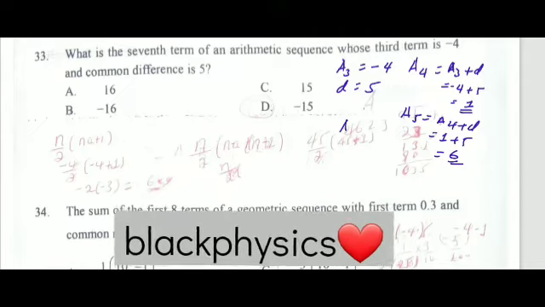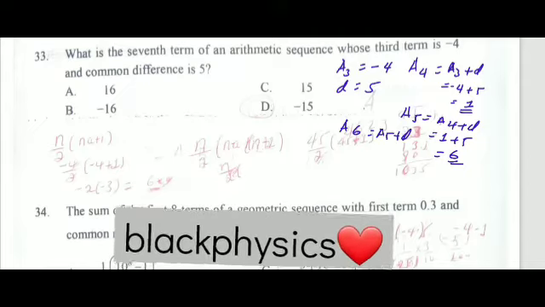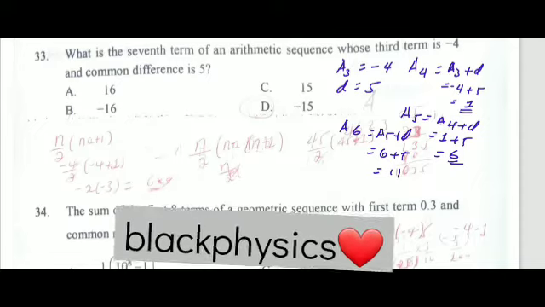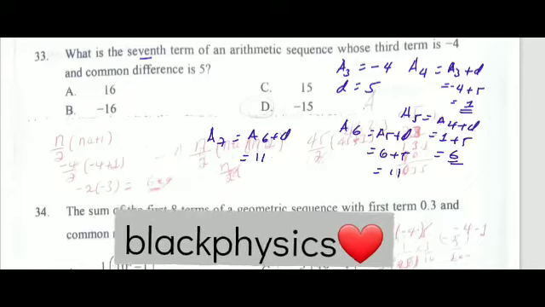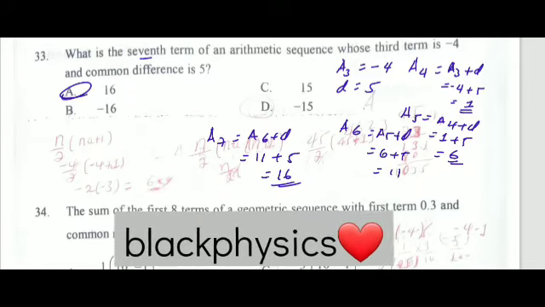And a6 is equals to a5 plus d. 6 plus 5 is equals to 11. And እስከ 7 ስለጠየቀን a7 is equals to a6 plus d, which is 11 plus 5 is equals to 16. ስለዚህ a ላይ ነው ያለው ማለት ነው። question number 34.